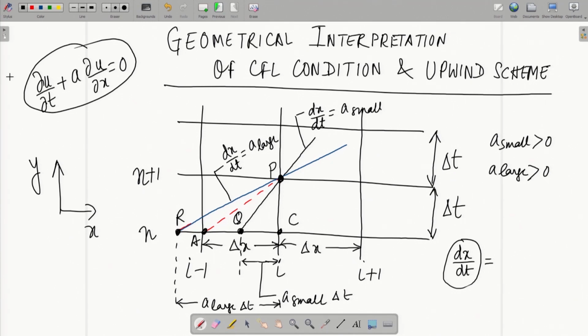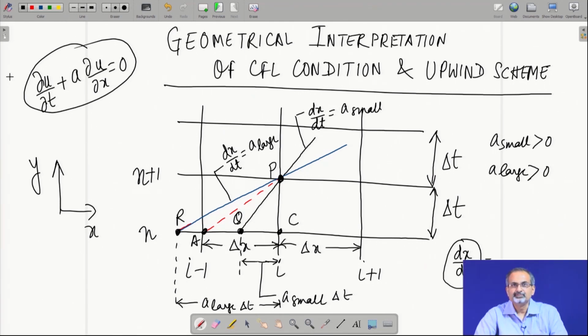Now, we are having two possibilities. One where the wave speed is on a lower side, which we are calling a suffix small, and another possibility where the wave speed is on the larger side and we are calling it a suffix large. The interesting thing that you can understand from these two straight lines is that dx/dt equal to a small has a steeper slope in this x-t plot compared to dx/dt equal to a large. Now, why is it so? If you think carefully, for a given time interval, the a small wave should be traversing a lesser distance than the a large wave.